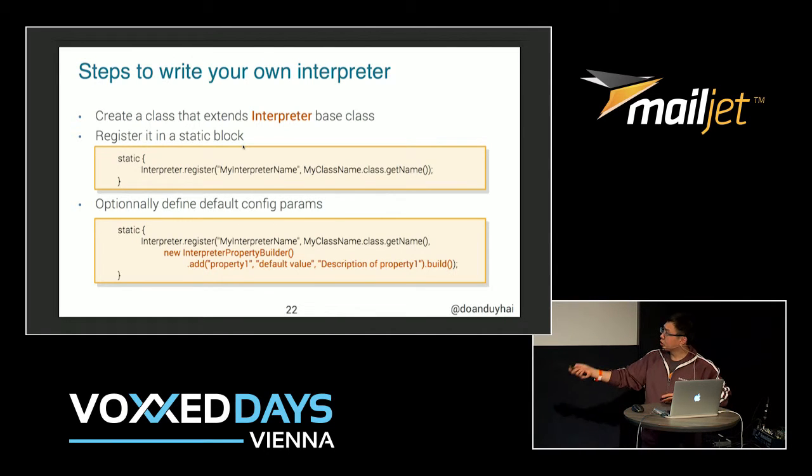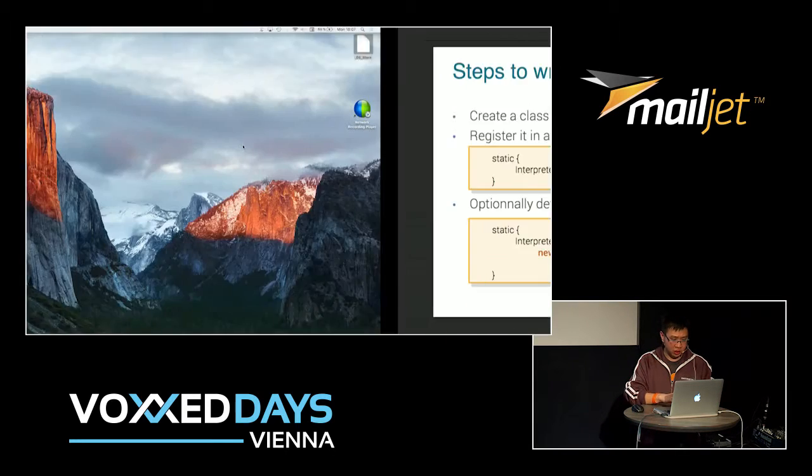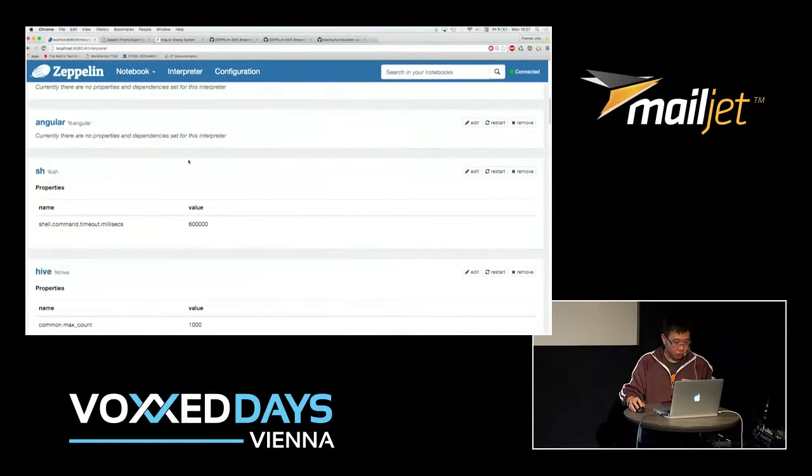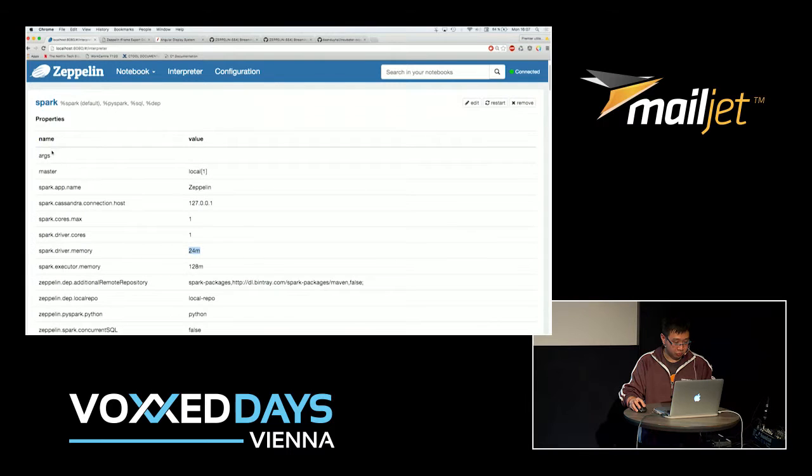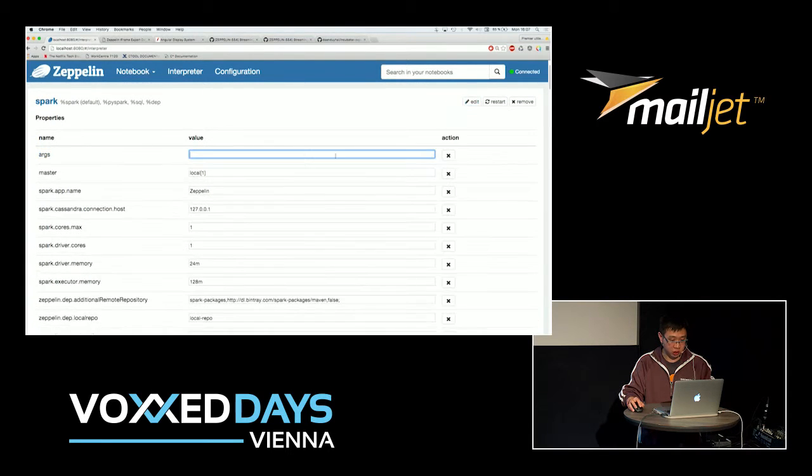So what are those properties? If we go back to Zeppelin, those properties are displayed here. You have a default value you can change. If I click on edit, I can change all of those values.